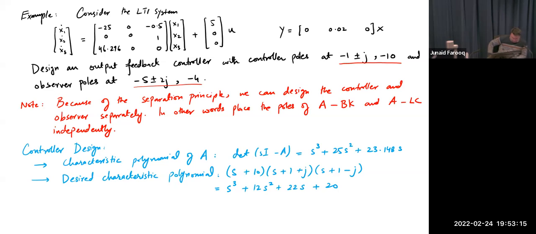Okay. And now from here, actually, you can directly see that your A bar is the canonical form. So canonical form always has 0, 1, 0, 0, 0, 1. And then you have a 0 here. You have minus 23.148 here and a minus 25 here. And B bar is standard, so it's 0, 0, 1.